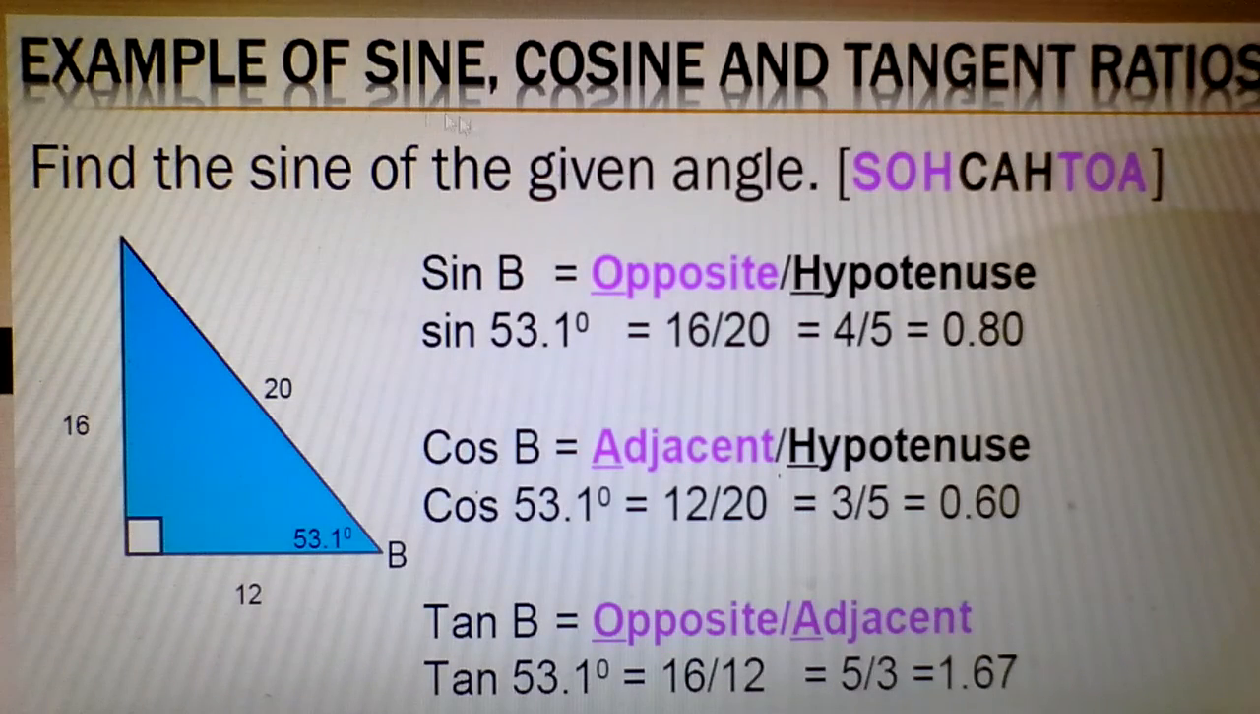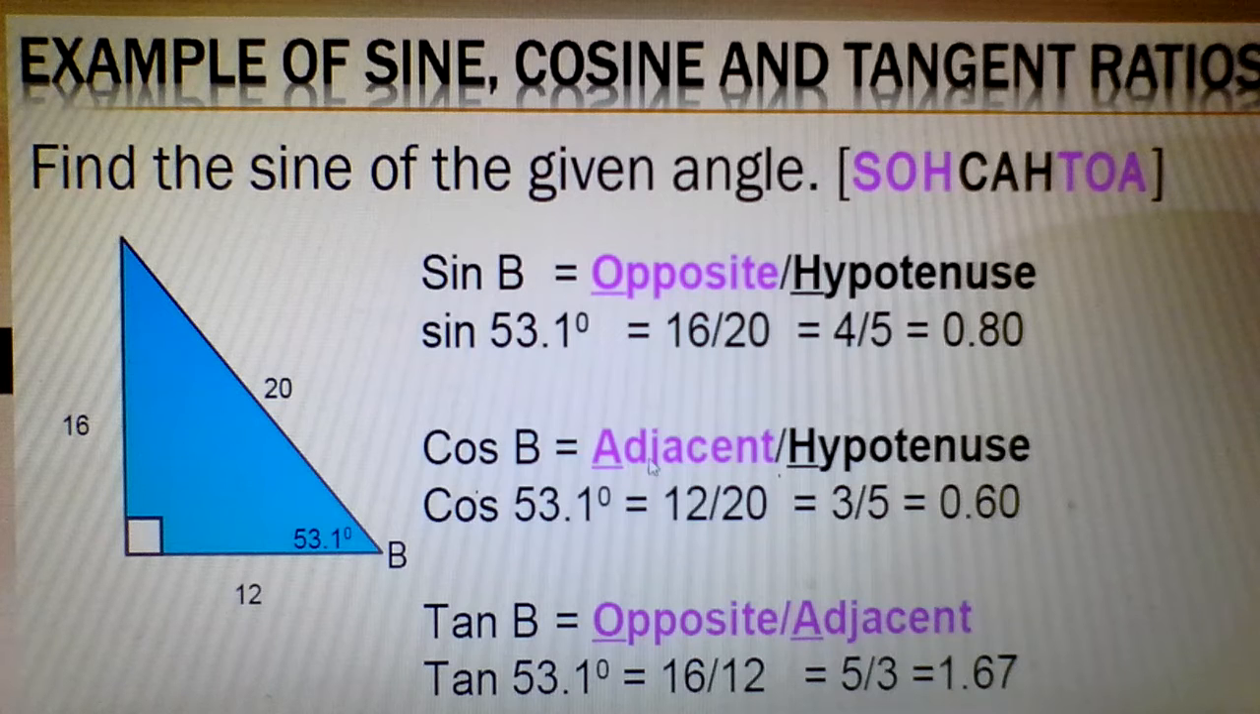Okay, example, sine, cos and tangent ratios. We want to find sine of the given triangle using Sohcahtoa. So look at this triangle. Given the angle here is 53.1 degrees. So sine for angle B, this angle, equals opposite divided by hypotenuse. So opposite 16, hypotenuse 20. So 16 divided by 20, you simplify, you get 4/5 or 0.80. So this is the value of sine theta. So sine of 53.1 degrees is 0.80.